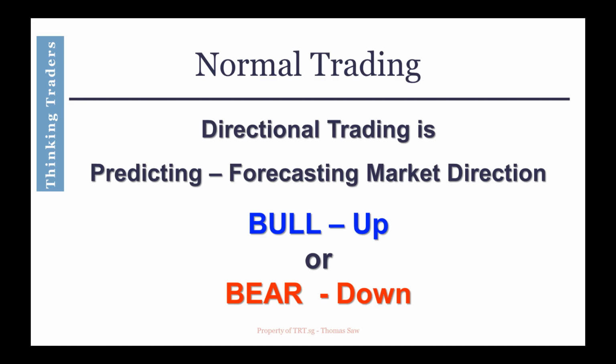So let's talk about directional trading. Directional trading is what I call normal market trading. What is normal market trading? Normal market trading refers to predicting, forecasting market directionality, whether it is bullish or bearish. Bullish, you buy up, long. Bearish, you bet on down, in this case, shorting.